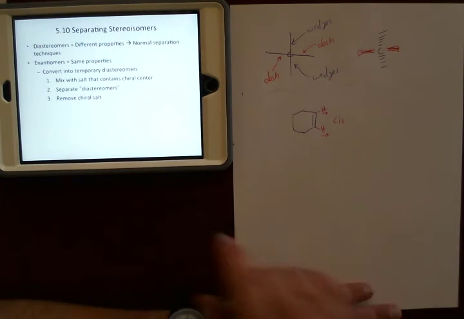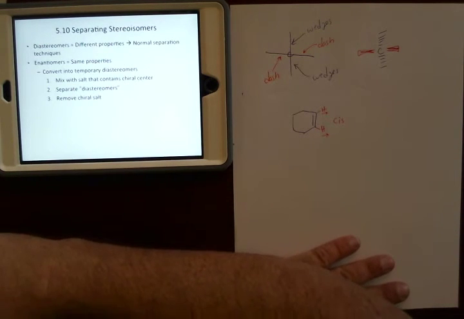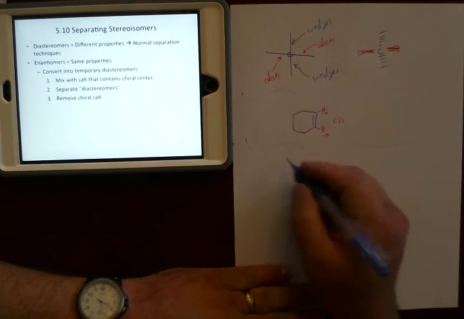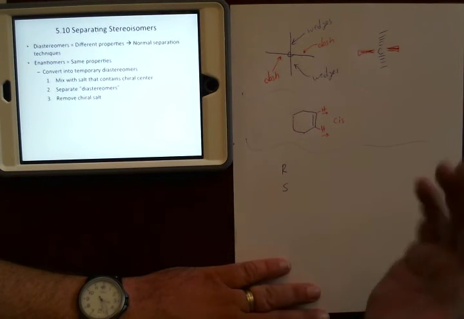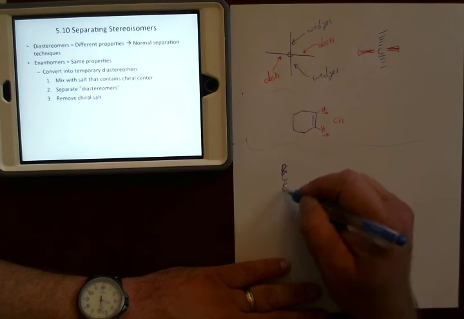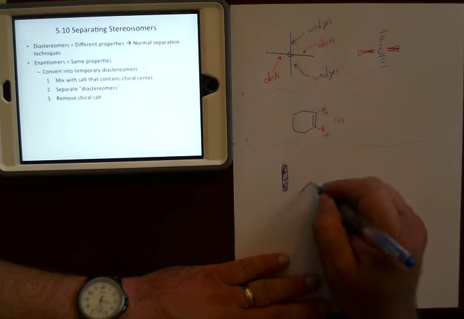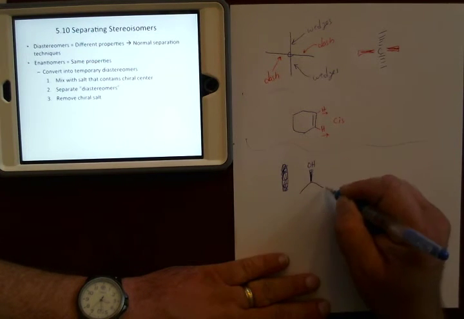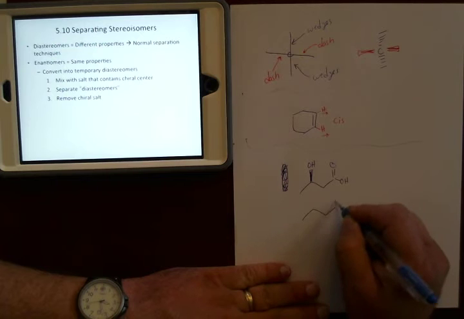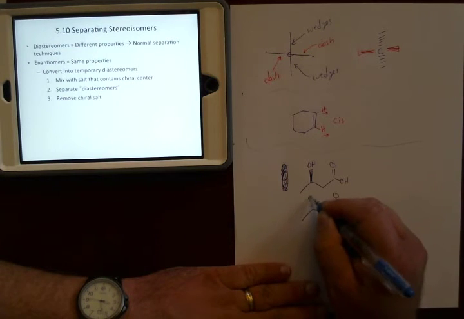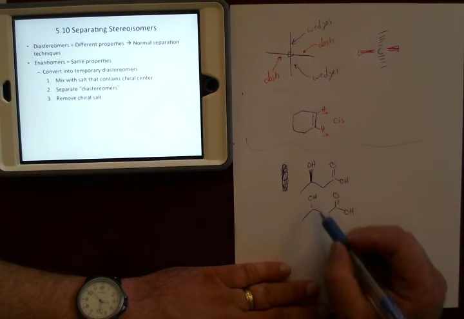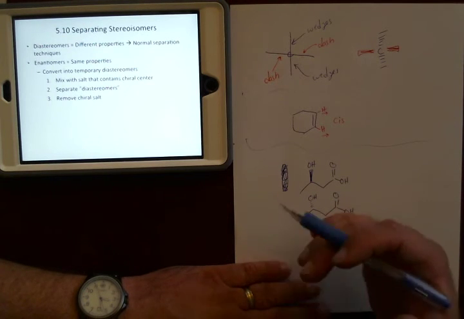Back to stereoisomers. We talk about different properties. If you have enantiomers, say you have the R enantiomer and the S enantiomer, again, we're going to talk about what that means next chapter. Let me not talk about R and S yet. Let's say you have this molecule here. They are in fact enantiomers, right? The stereocenters are right here and here, and we switched it. So the enantiomers are going to have the exact same chemical properties.